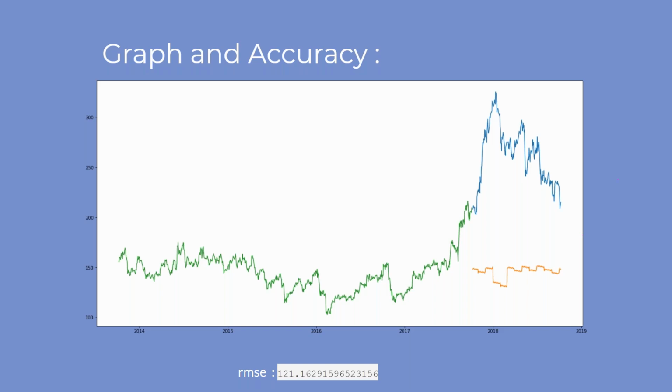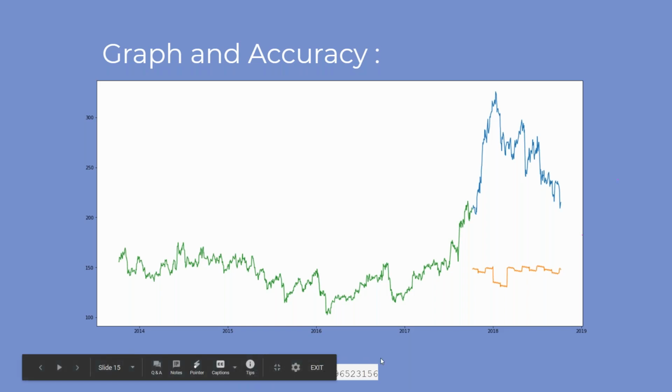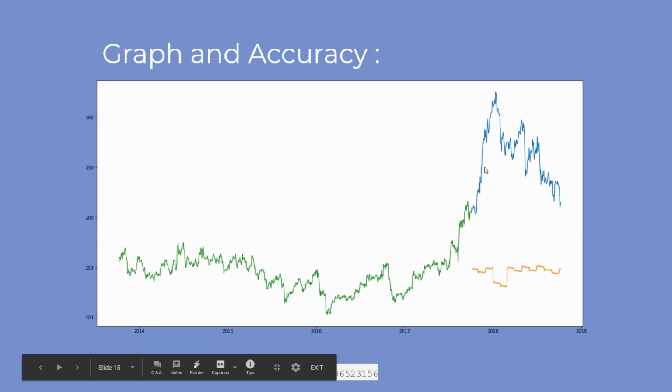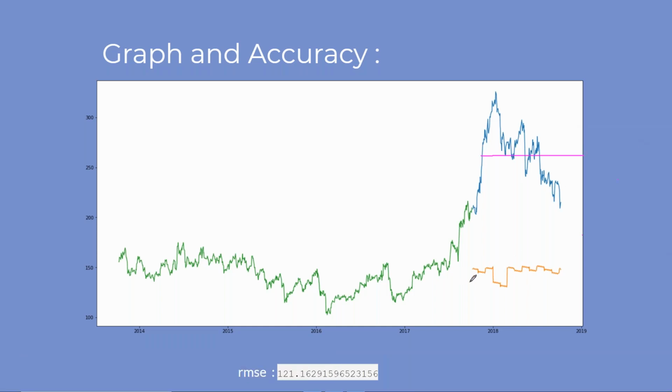Now I will show you the graph and the accuracy we got using this model. As you can see, the RMSE for this model is in fact more than the moving average. Let's have a look at the predicted values and the actual values in this case. These are the predicted values, these are the actual values. We can see there is still a huge difference and still a lot of error.